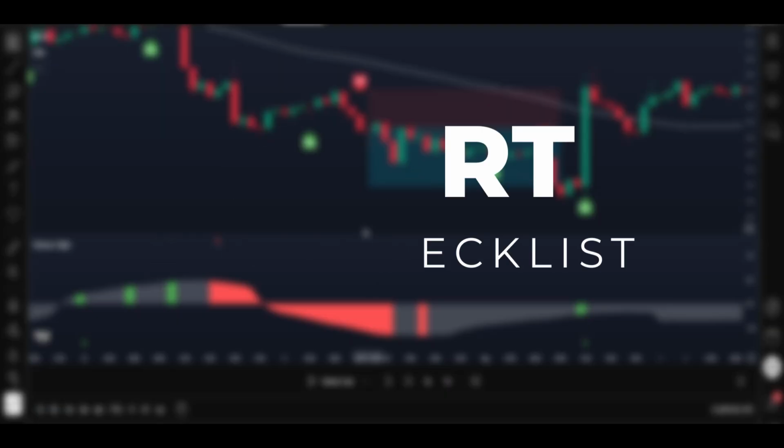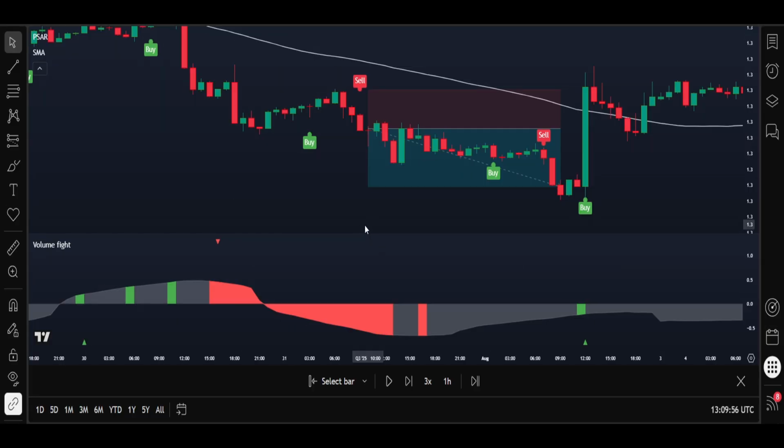Short setup checklist. 1. Trend filter. Price is below the 60 MA. 2. Volume gate. Volume fight shows red dominance, and the histogram is below 0, and the zone is not gray. 3. Trigger. Parabolic SAR prints a sell label on the signal candle. All three must be true at the close. If the zone is gray, or price isn't below the moving average, we wait.